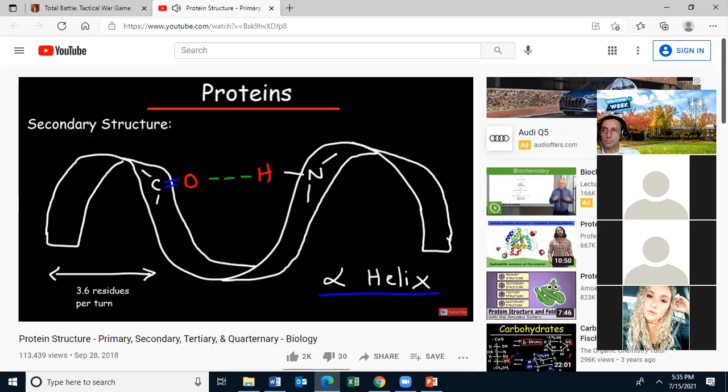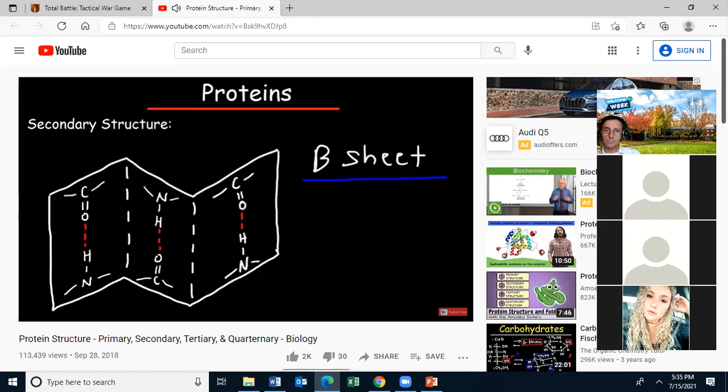The secondary structure describes the localized shape of a protein, and there's 2 of them that you need to be familiar with: the alpha helix and the beta pleated sheet. In the alpha helix, you could see that it's stabilized by hydrogen bonds. The NH group of one amino acid interacts with the carbonyl group of another amino acid, and each turn contains about 3.6 amino acid residues. Now here is a visual illustration of the beta pleated sheet. Just like the alpha helix, it too is stabilized by hydrogen bonds between the carbonyl group of one amino acid and the NH group of another amino acid.